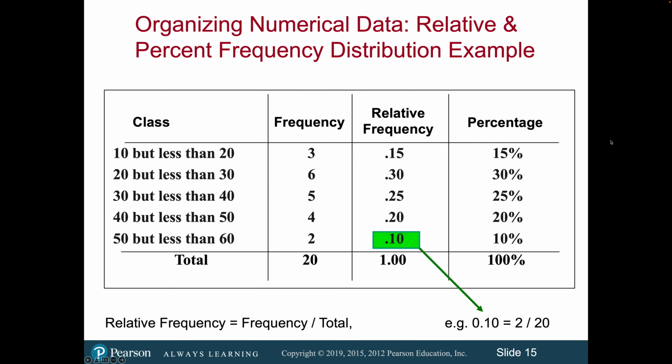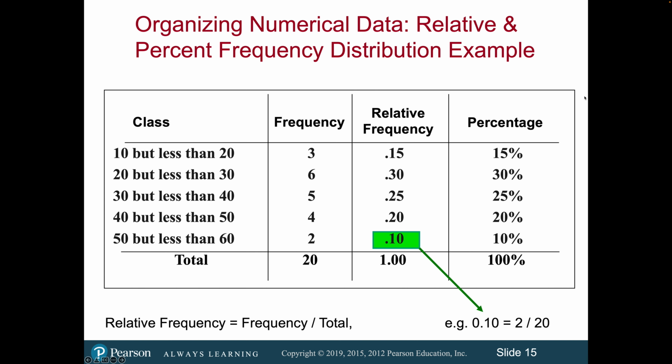The next thing we want to do is add relative frequency. Relative frequency works just like it did with the categorical variable before. We have 20 total numbers. 3 of those are from 10 to 20, not including 20. So 3 divided by 20 gives 0.15. 6 divided by 20 gives 0.30. Then we report those as percentages.